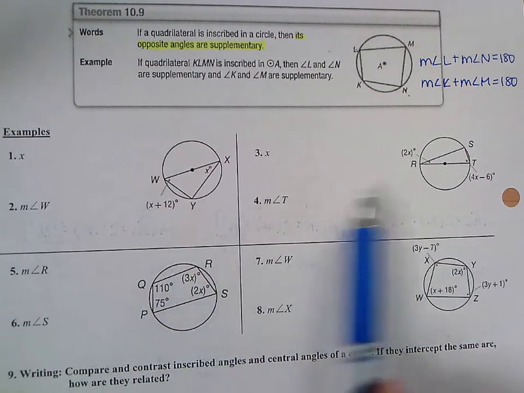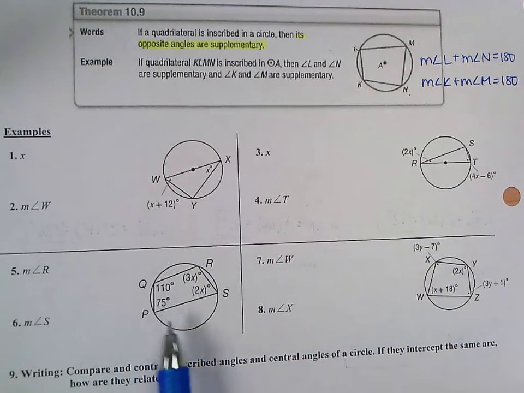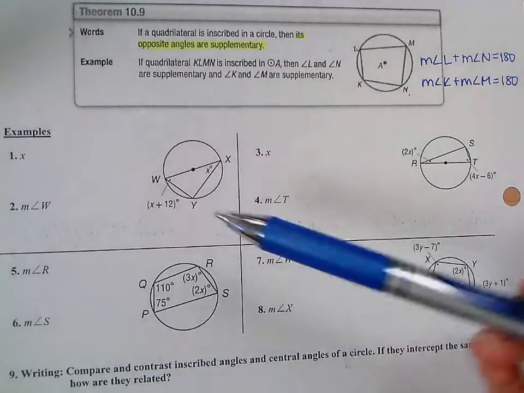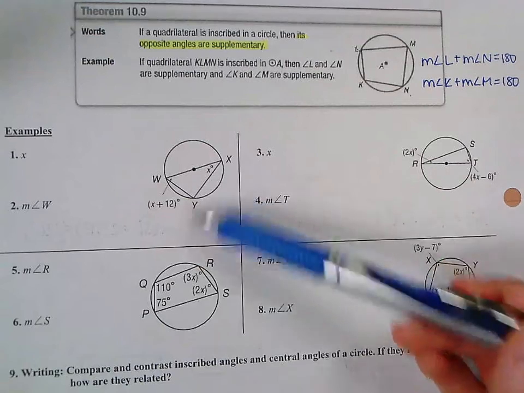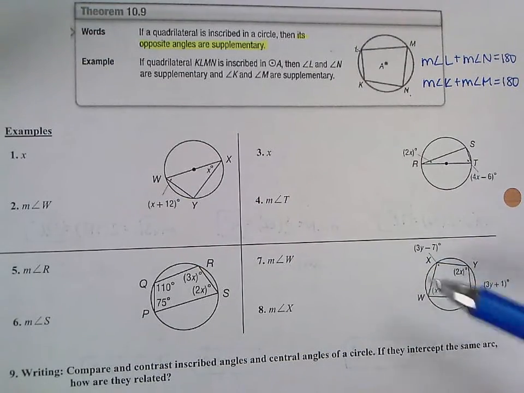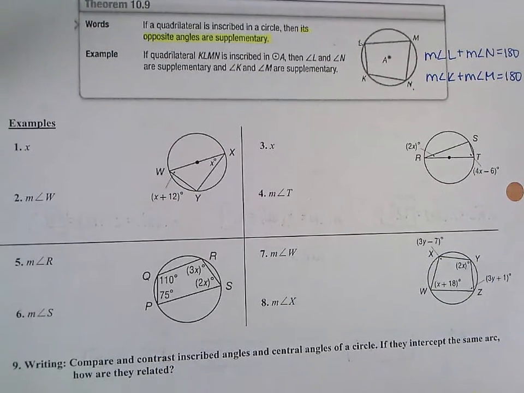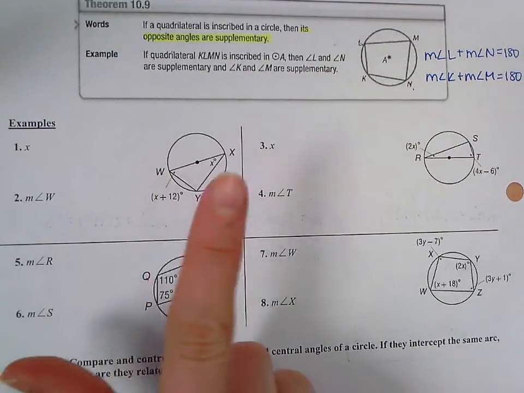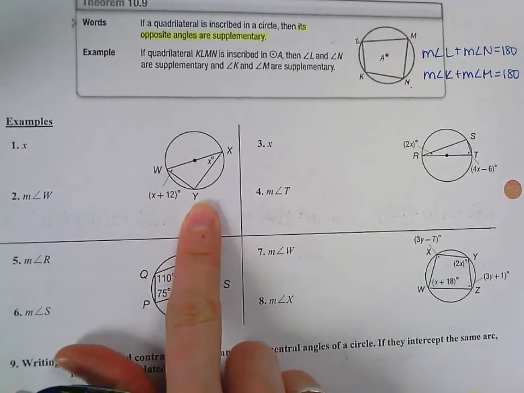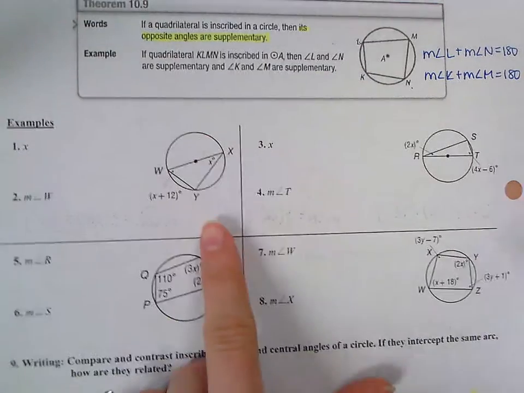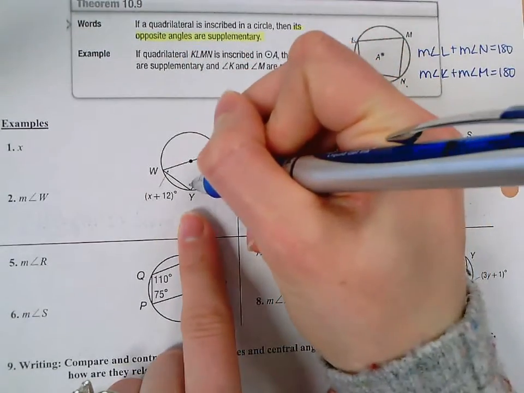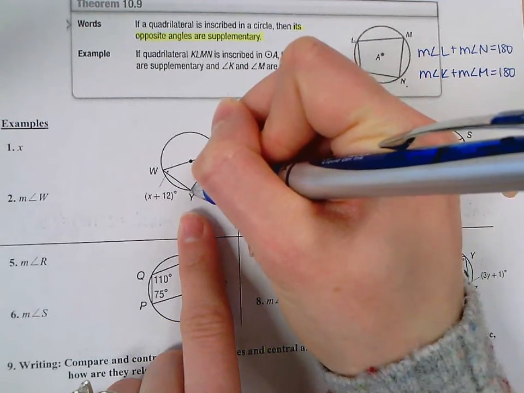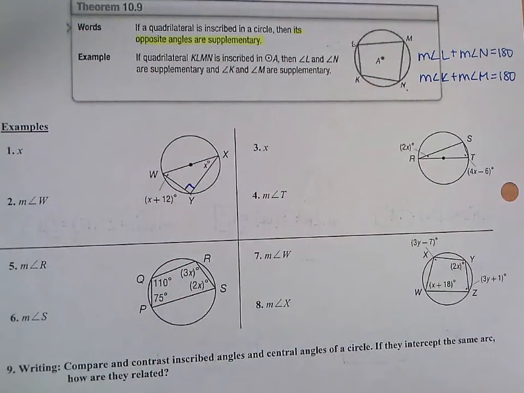So we have the triangles for 1 through 4, and then we have the quadrilaterals for 5 through 8. I actually want to go through a triangle one with you and then a quadrilateral one with you. So we'll go through these two, and then I'll have you work through these two, and we'll look at the writing question that's there. So for 1 and 2, with that triangle in that circle, since I noticed that WX is a diameter, that makes this inscribed angle Y a right angle.